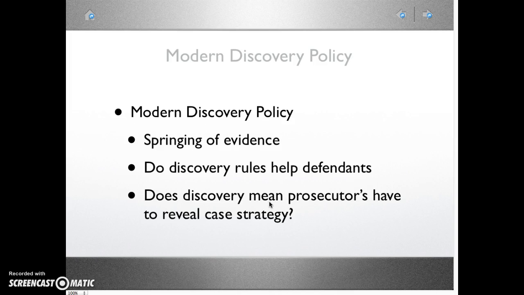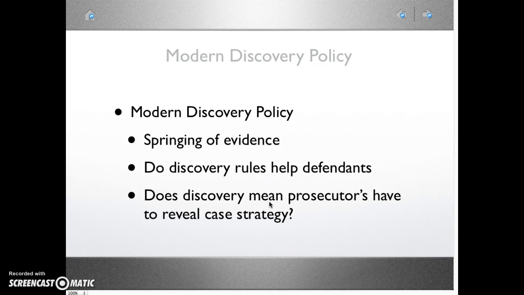Again, it does allow each side to gauge the strengths and weaknesses of not only the prosecutor's case but also the defense case. But it can be very, very significant and helpful in trying to move some cases along.